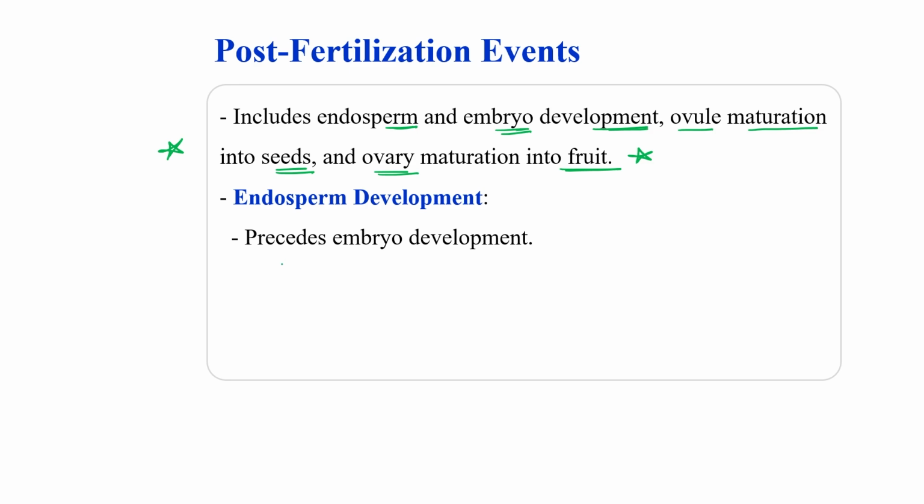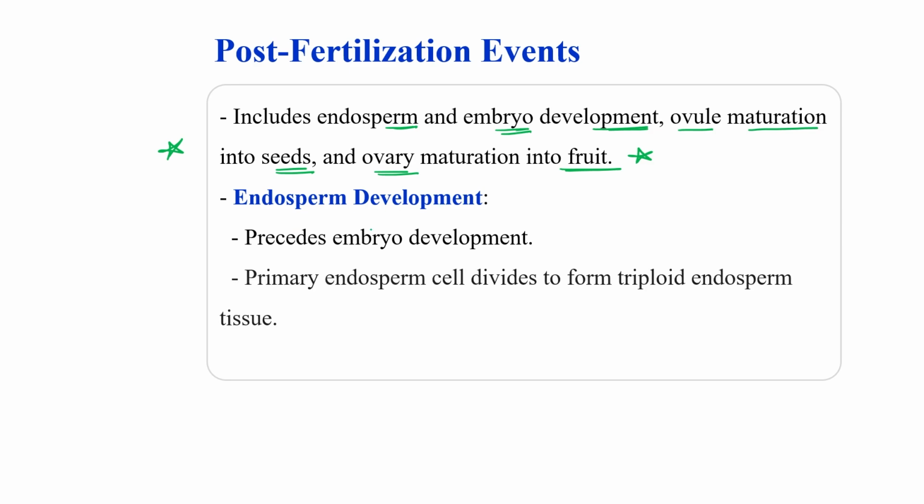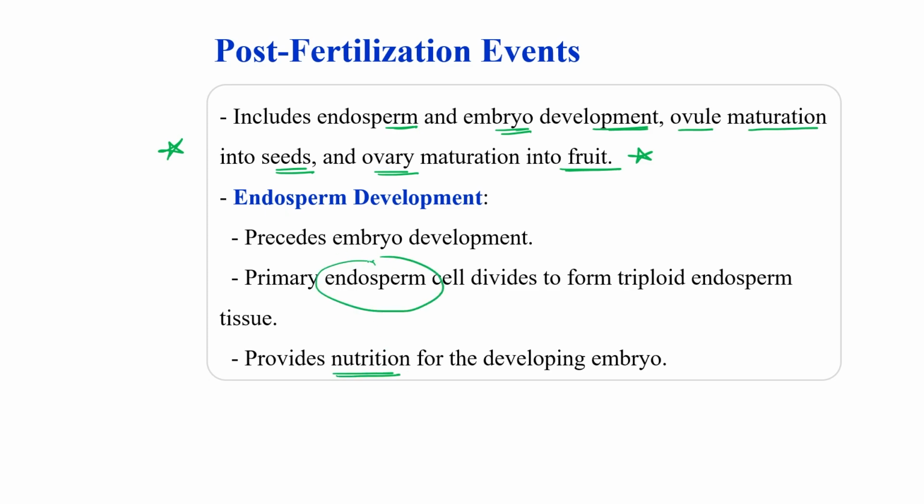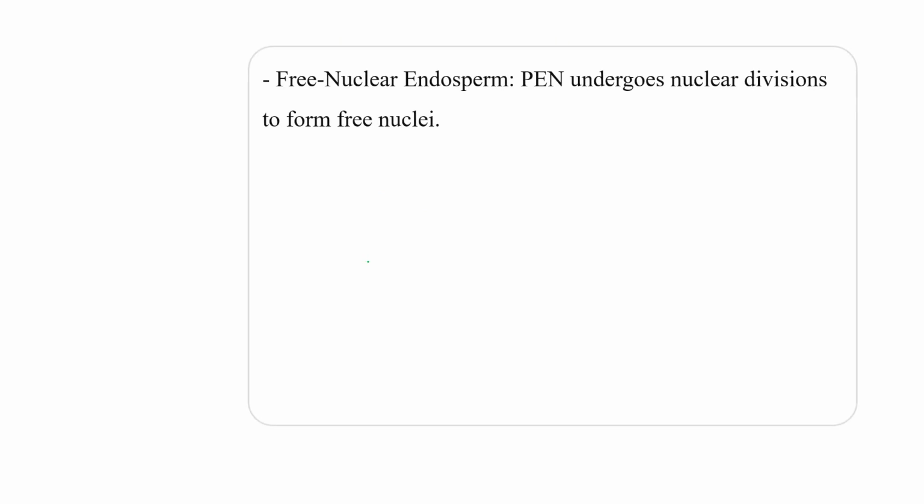So first, endosperm development. It precedes embryo development. The primary endosperm cell divides to form triploid endosperm tissue. It provides nutrition to the developing embryo. Which one provides nutrition to the developing embryo? Endosperm. Clear?